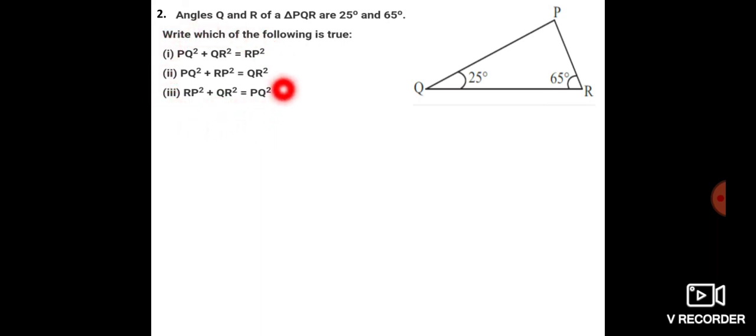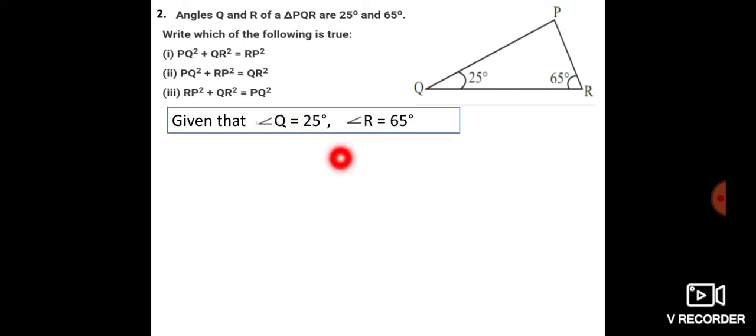From these three statements, we can understand one thing, that we use Pythagoras property. Now look at the triangle PQR. Q equal to 25 degree, R equal to 65 degree. We know the sum of three angles is 180 degree. By using that property, we have to find the value of angle P. So, angle Q equal to 25 degree, angle R equal to 65 degree. Then find the sum of these two. 25 plus 65 equal to 90.